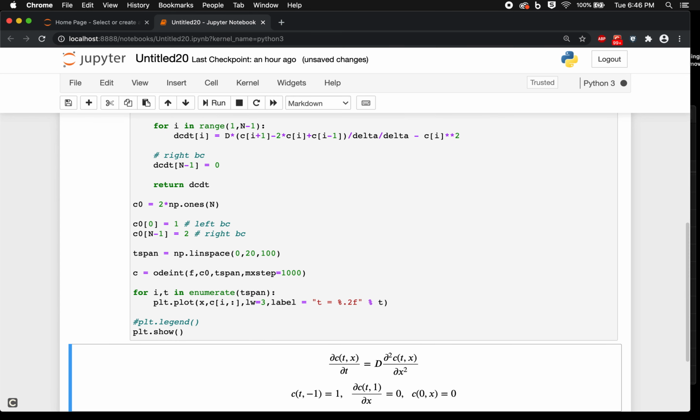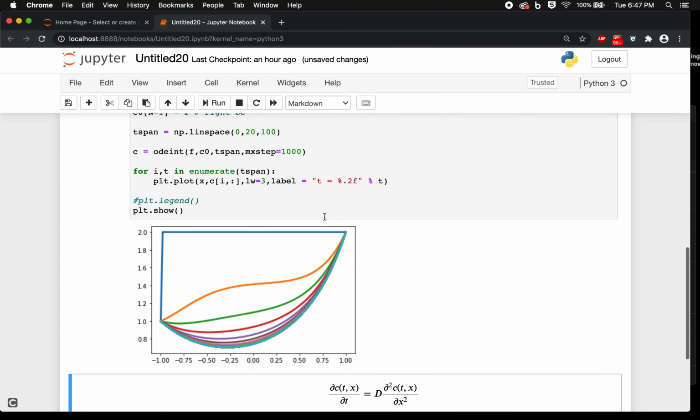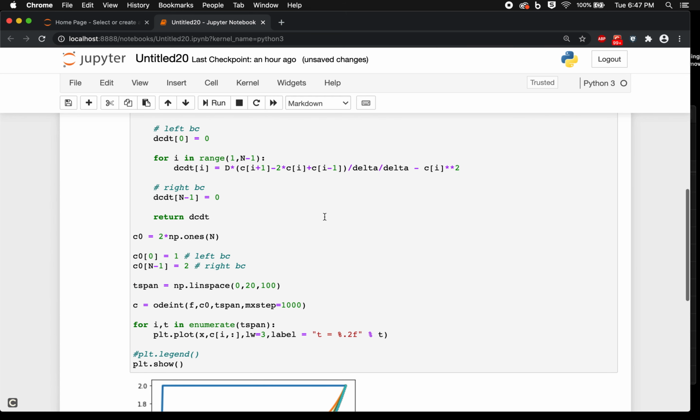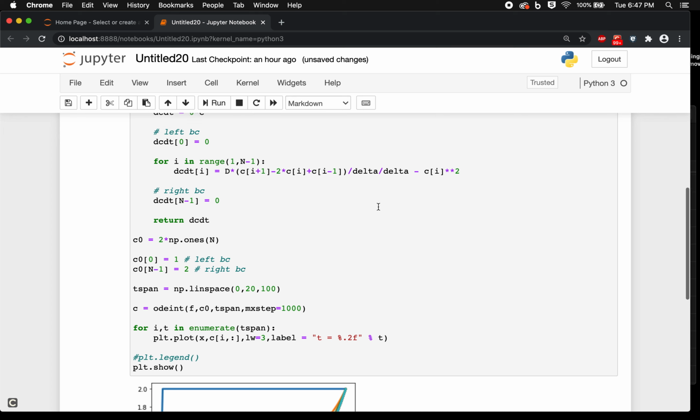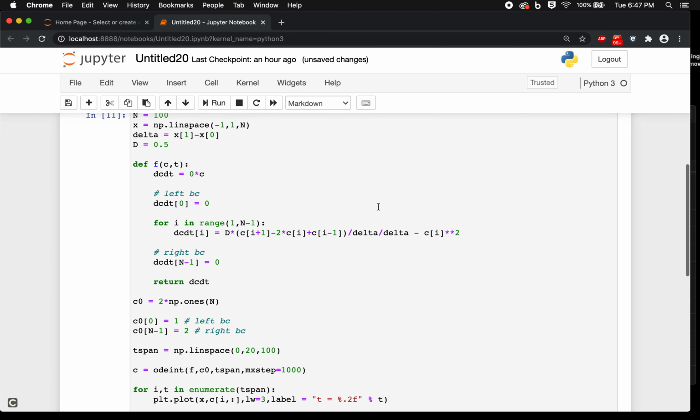And now when I run it, you see the initial condition is at 2, right boundary is at 2, left boundary is 1, and then gradually you're going to see the evolution of the profile, and eventually it's going to converge effectively to the same steady state as before. The initial condition will go away, because this is at least a stable system that will converge to one single steady state regardless of the initial condition. So that's the overview of finite differences.